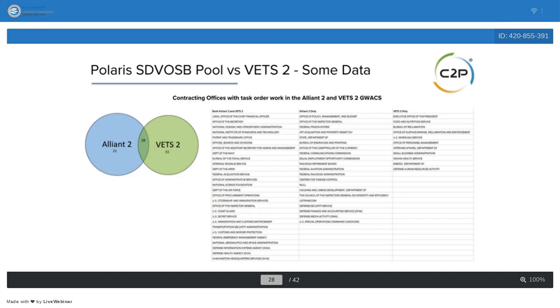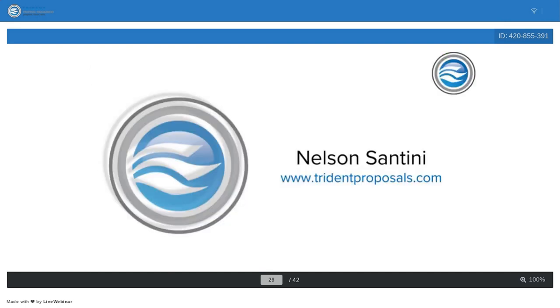So that is the conclusion of my data. I know that it was fairly brief, but I think it gives you an overview of some of the things to look for and to start parsing as you do your own research into this. And with that, I'll turn this over to Nelson to talk more about Trident proposal systems.